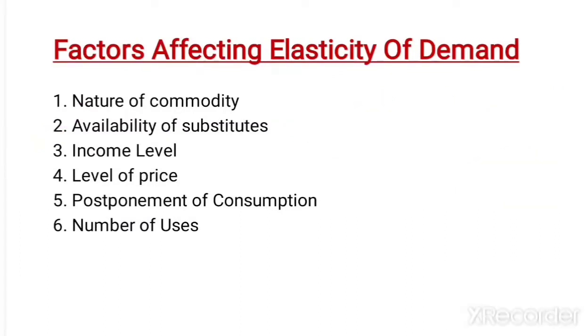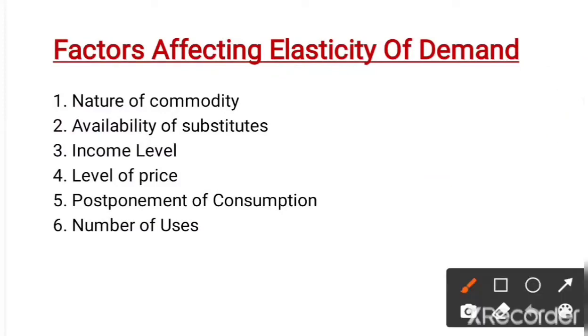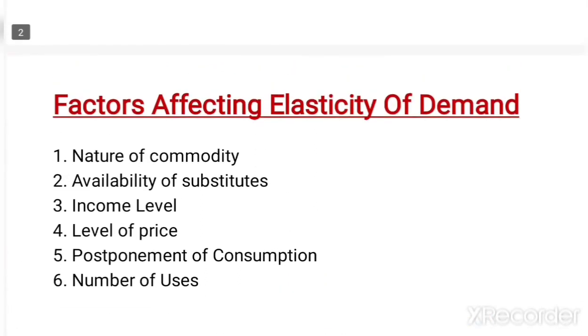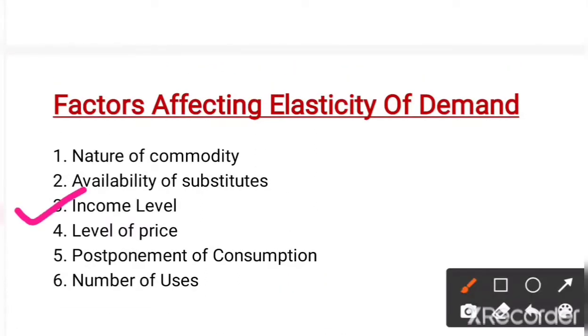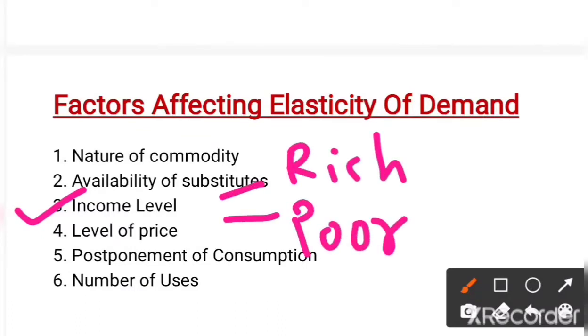The third factor is your income level. How will income affect it? There are 2 types of people, that is rich and poor. Students, for rich people, even though the price changes, that will not affect them.